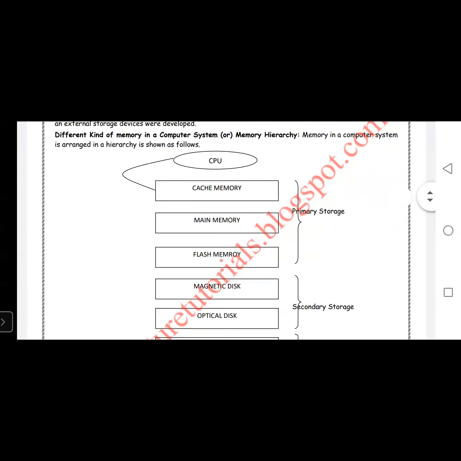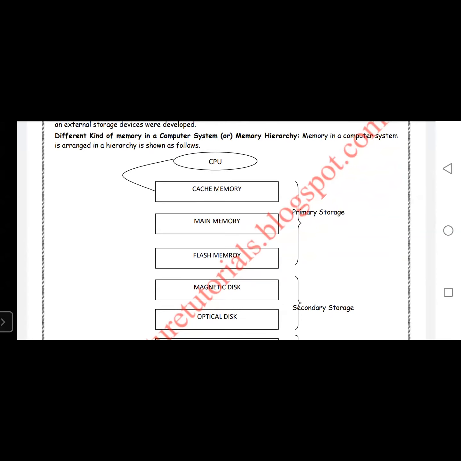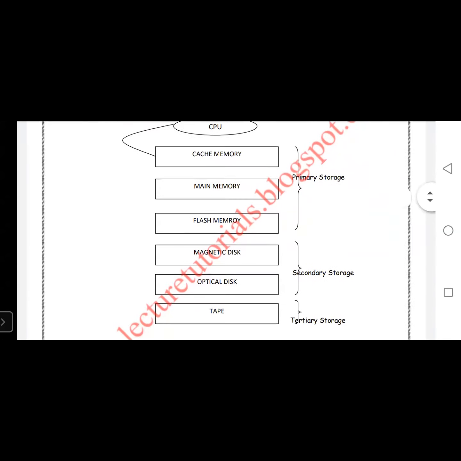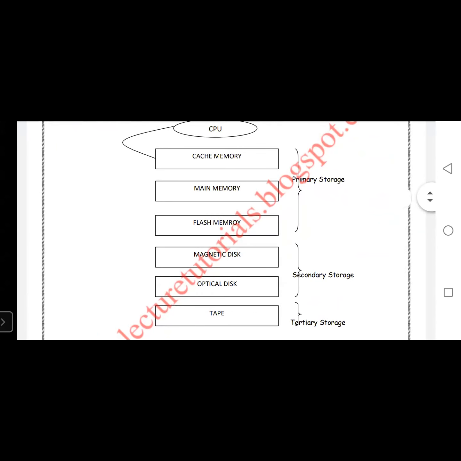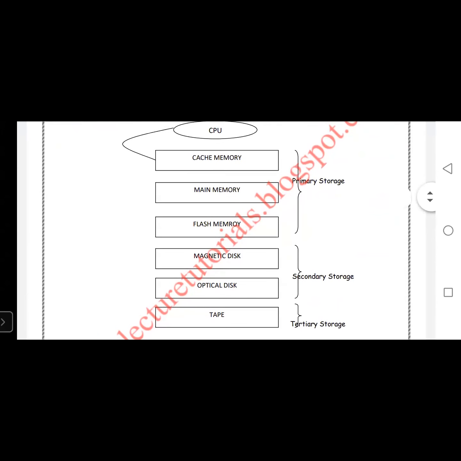So before going to this, let's talk about the memory hierarchy. Okay, memory in a computer system is organized in a hierarchy, shown as follows. So what is the hierarchy of the memory? It is cache memory, main memory, flash memory, magnetic disk, optical disk, and tape. So this is the hierarchy. If you observe from top to bottom, the memory size increases but the speed decreases. If you observe from the bottom to the top, the speed increases but the size decreases.